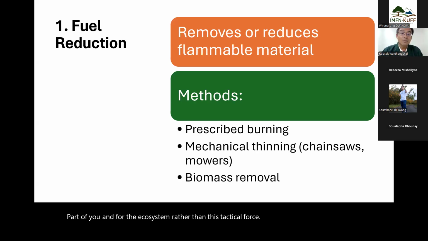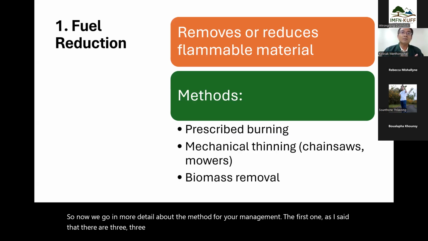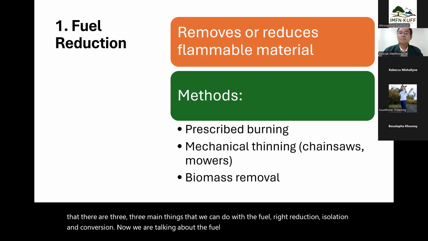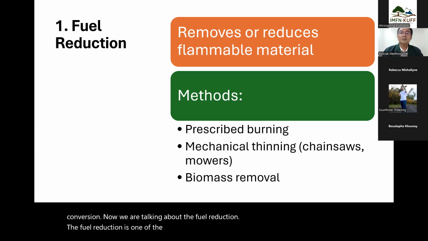So now we go into more detail about the methods for fuel management. The first one, as I said, is that there are three main things that we can do with the fuel, right? Reduction, isolation, and conversion. Now we are talking about fuel reduction. Fuel reduction is one of the most direct ways to lower the wildfire risk. The goal is to remove or reduce the flammable materials. And there are several key methods.